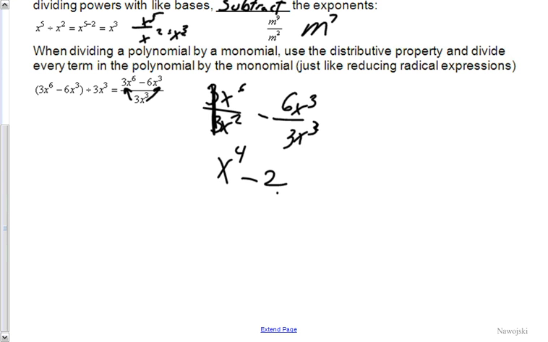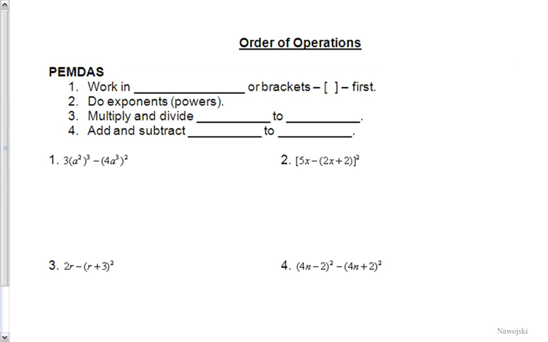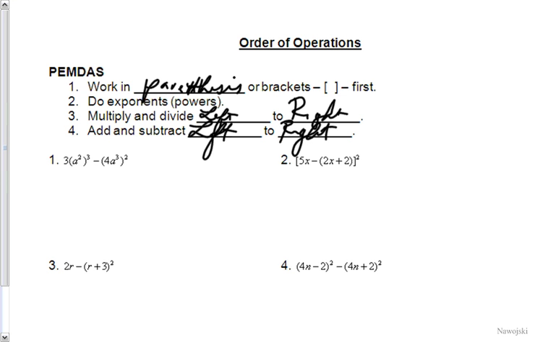All right, we can combine all these things together with our good old order of operations. Remember, work in parentheses first, brackets, or whichever they have. Do the exponents, the powers, that we were just talking about. You multiply or divide, left to right. And then you add or subtract, left to right. So let's do some of it all.